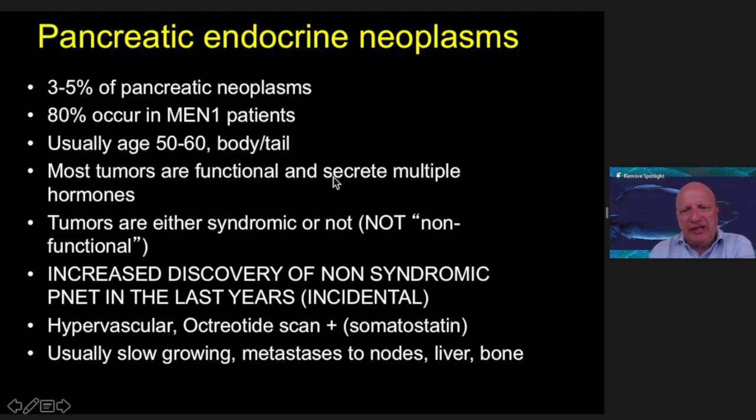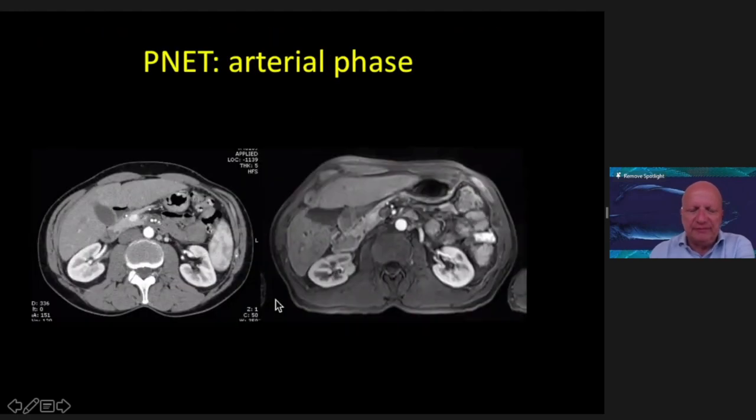Most tumors are functional and they secrete multiple hormones, but they can be syndromic. That means the secretion of hormones gives a clinical symptom, or not syndromic. That means which is not significant, they are not functional. They secrete hormones, but they do not give clinical symptoms. And we are observing in the last years an increased discovery of non-syndromic pancreatic and endocrine tumors. Many of these tumors are nowadays incidental.